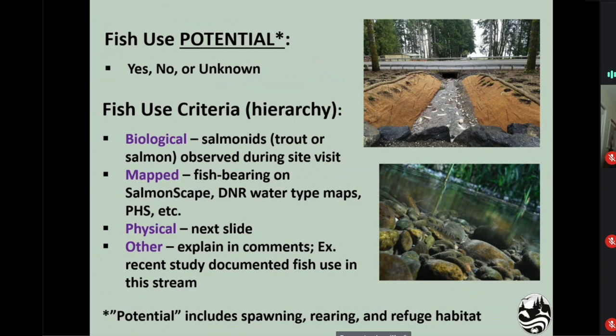So as you see here, biological, you actually see fish in the stream. Salmonids generally swim. So salmonids could also include resident trout. They usually swim kind of in the water column, but they don't dart around along the bottom. Sometimes when you're wading through a stream, you'll see the sculpin or cottid family species, and they dart and take cover under the rocks. Generally speaking, salmonids, whether juvenile salmon or resident trout or adult salmon for that matter, they swim differently.